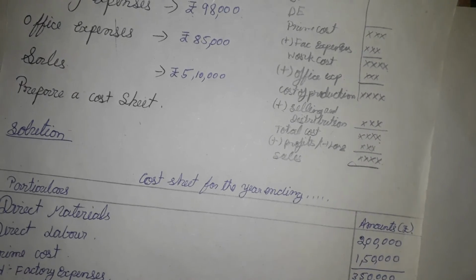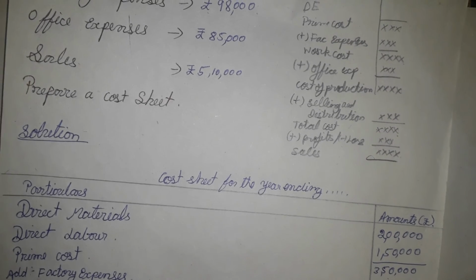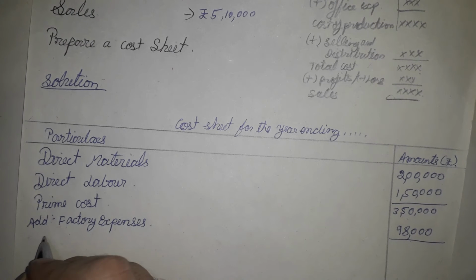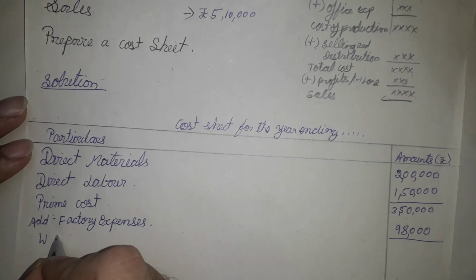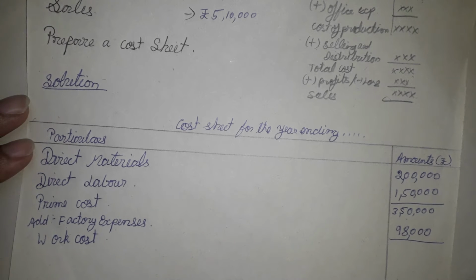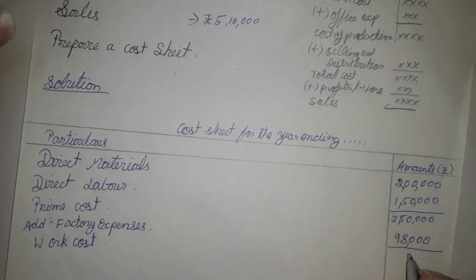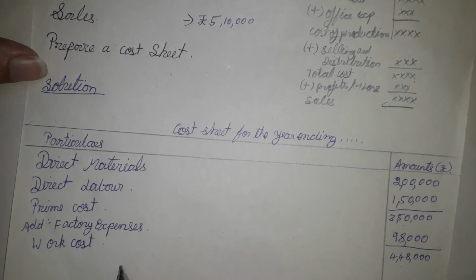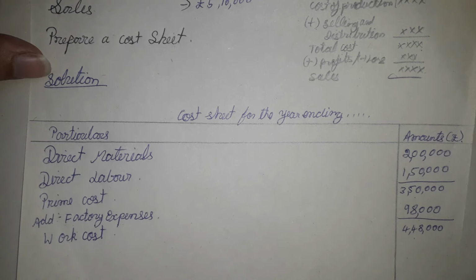So after which we add this and arrive at our work cost. So what is our work cost now? 3,50,000 plus 98,000, which is 4,48,000. Do it as I am doing it with you, because even if I go wrong, you will be right with the calculations. Okay, so work cost done.